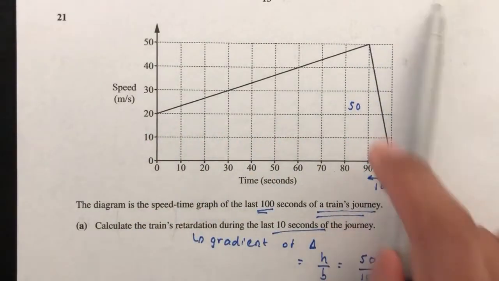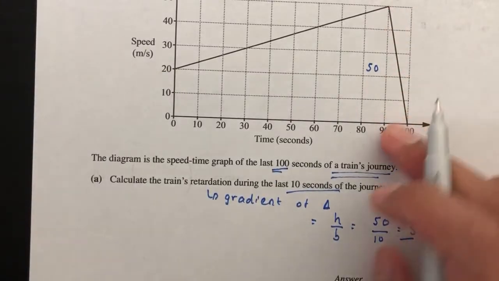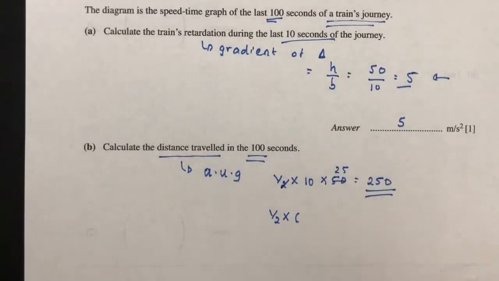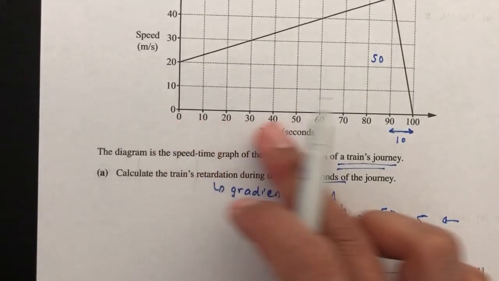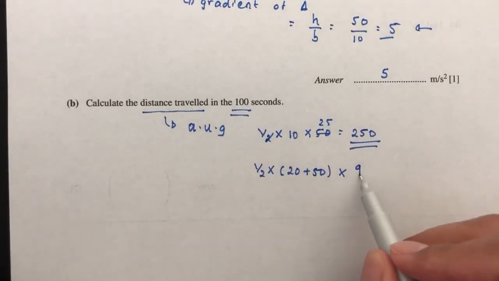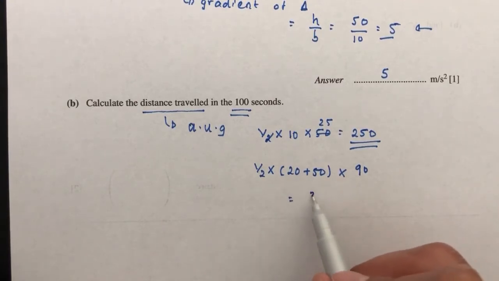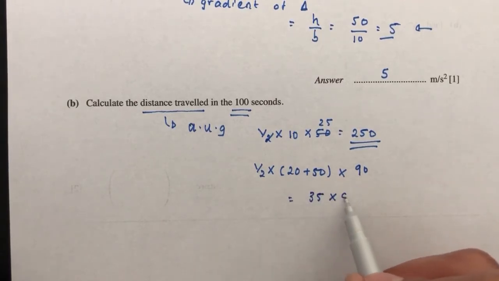What is the area of a trapezium? It is actually half times the sum of both sides. So one side is 50 and one side is 20. So the sum of both sides will be 20 plus 50, times the length in between, which is 90. So that is the area of the trapezium. So half times 70 will be 35, times 90.